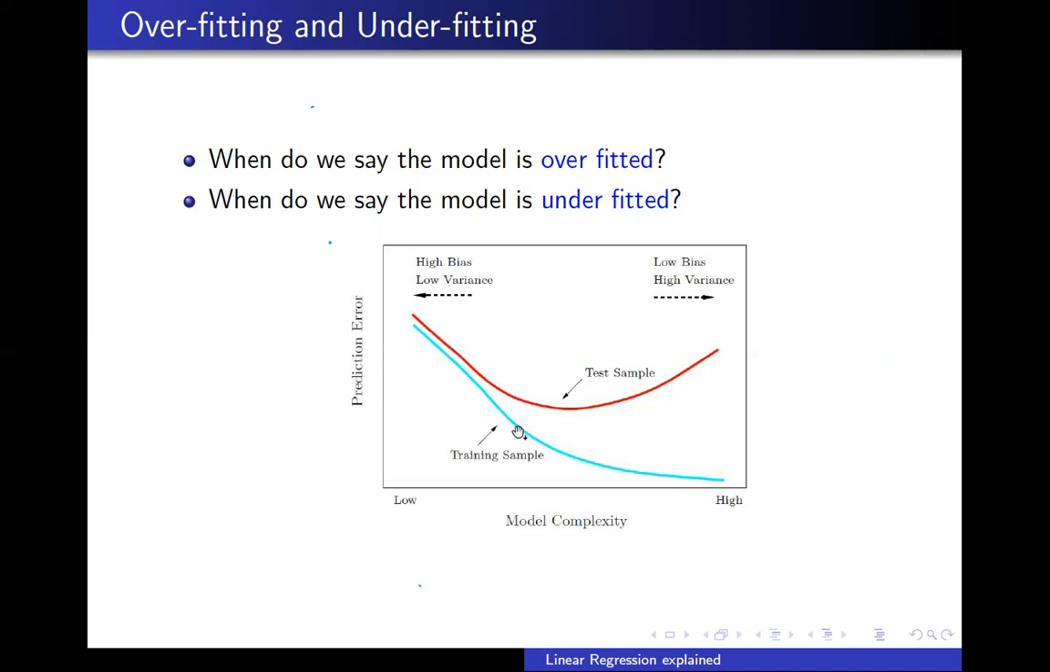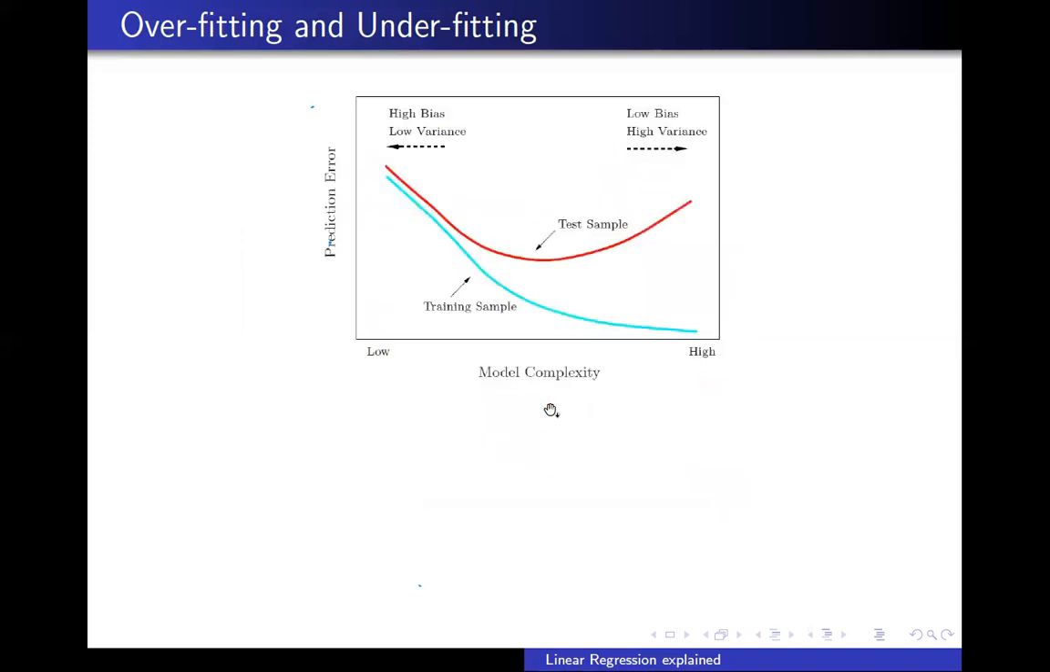And let's say this is the plot, where the blue curve is the prediction error on the training examples, the training error, and the red curve is the test sample. So typically in machine learning, you see this kind of model complexity versus error plot, which is the bias-variance trade-off curve.